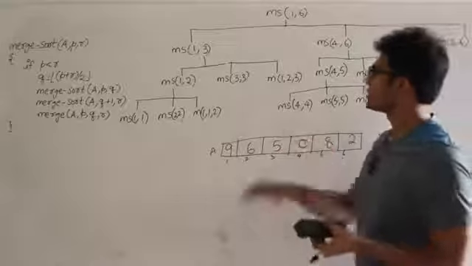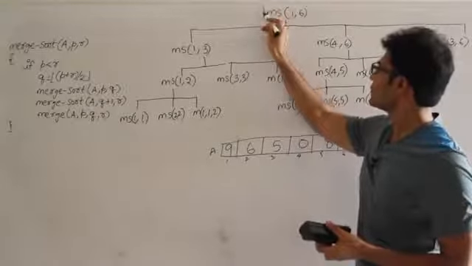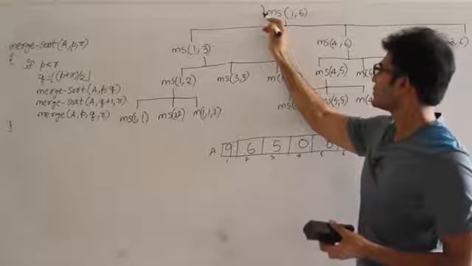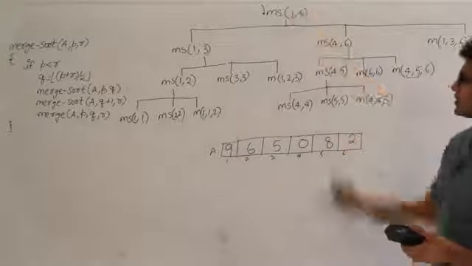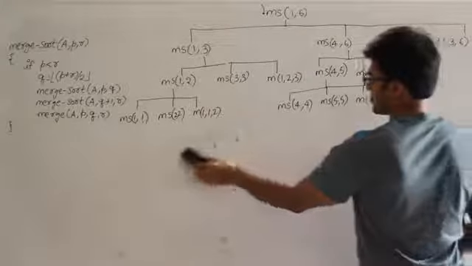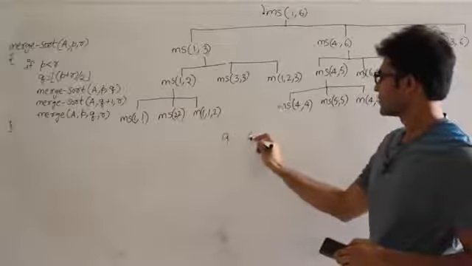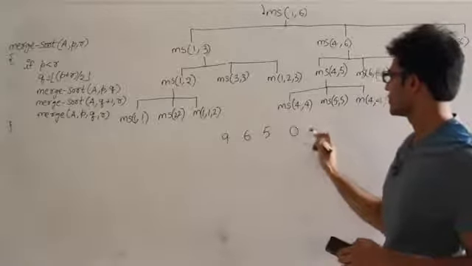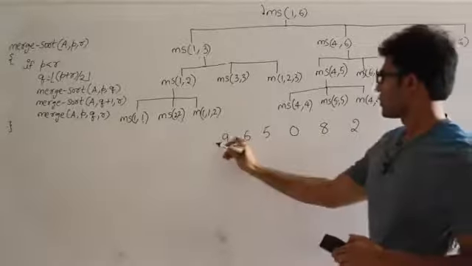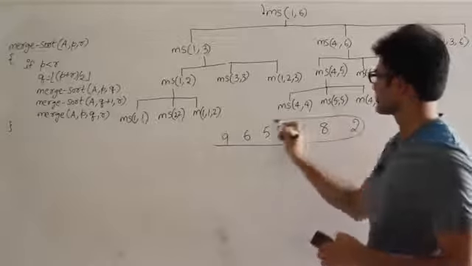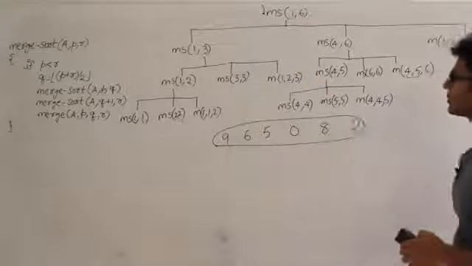Then what is the order in which all these functions will be called? Just traverse it, top down, left to right. I am traversing like this, which means they are saying that I have to apply merge sort on 1 to 6 elements. So let us say all these 6 elements are these: 9 6 5 0 8 2. Now 1 to 6 elements are these. It is saying that I have to sort all the 1 to 6 elements.